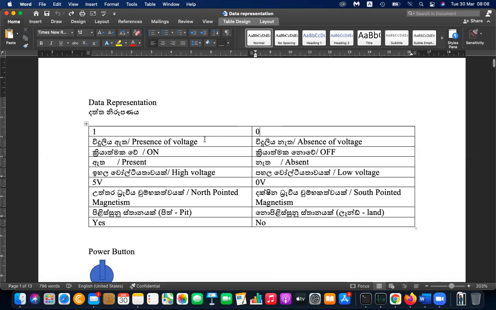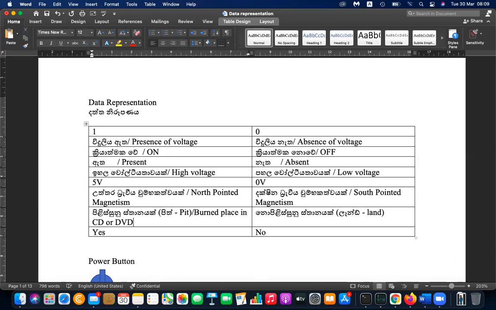For an example, presence of voltage can be represented using 1. Or on can be represented using 1. Present can be represented using 1. That is done even in school when marking the attendance. High voltage or 5 volts can be represented using 1. North pointed magnetism can be represented using 1. And the burned place in a CD or DVD, which we usually call a pit, can be represented using 1.